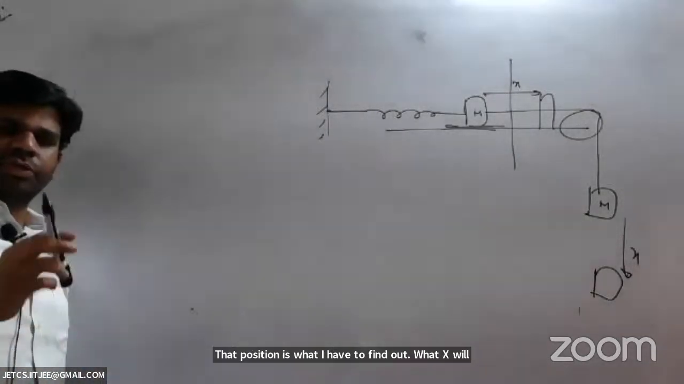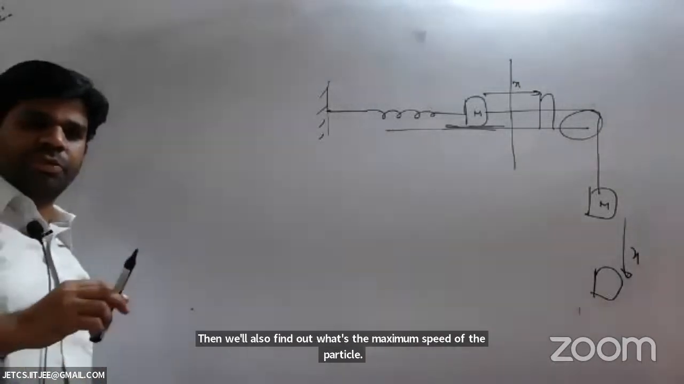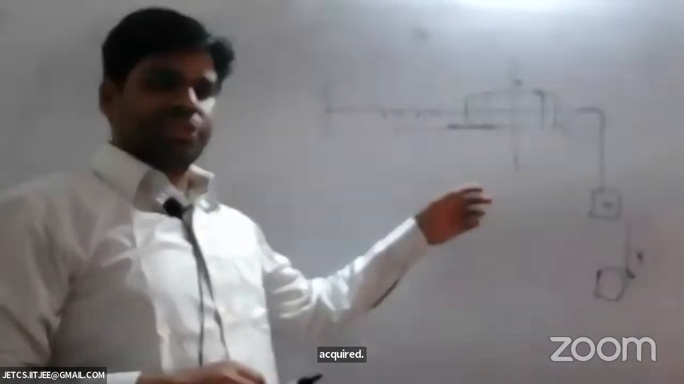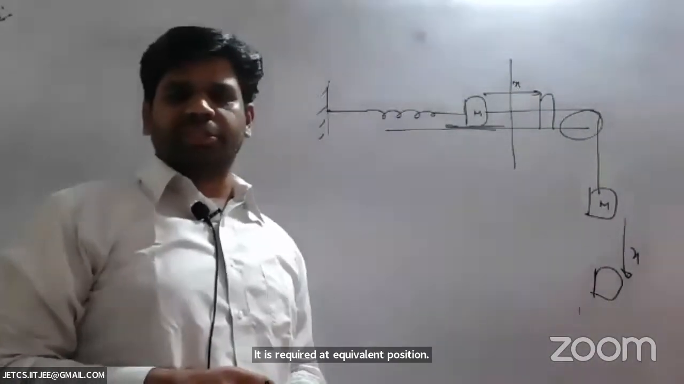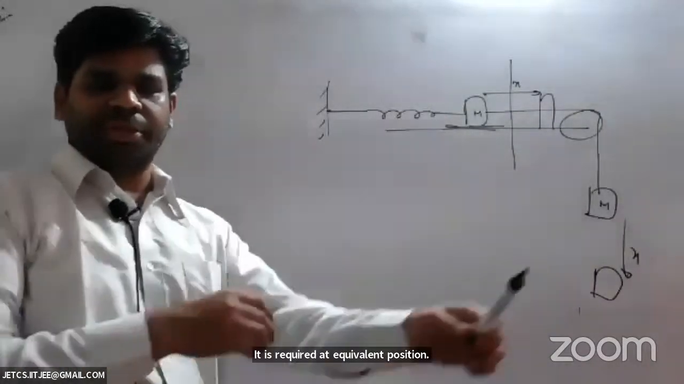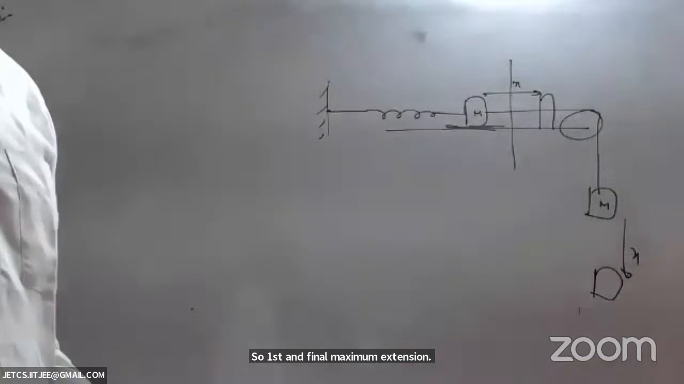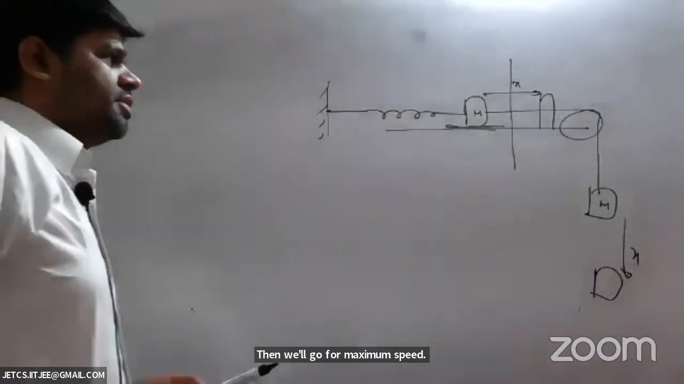Then we'll also find out what's the maximum speed of the particle. The moment I say maximum speed, it is acquired at the equilibrium position. So first we'll find out the maximum extension in the spring, then we'll go for maximum speed. So how do we do this?